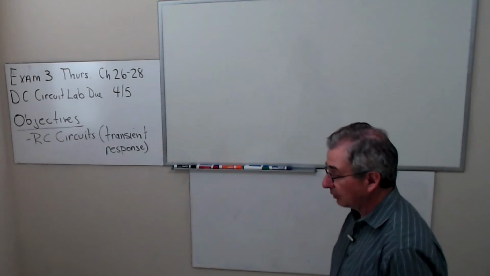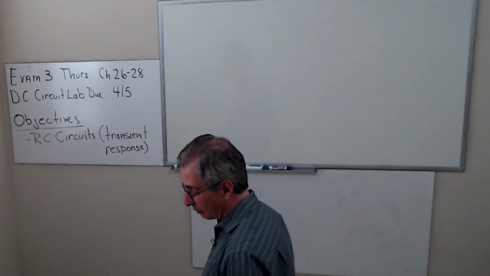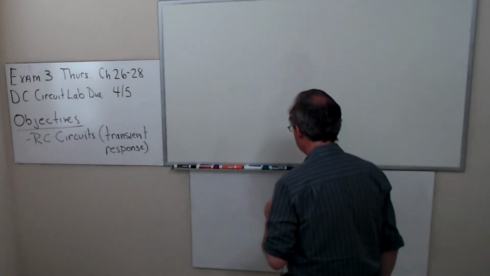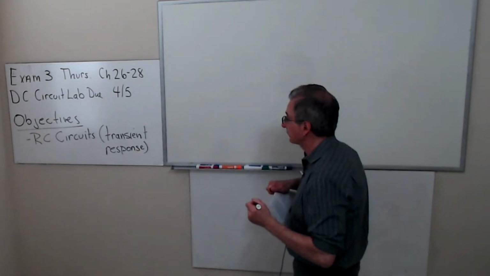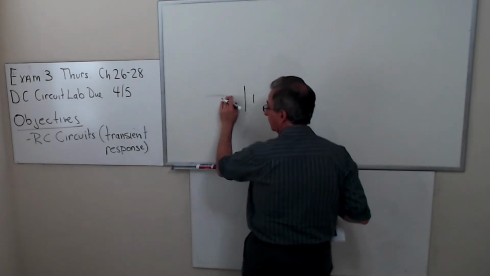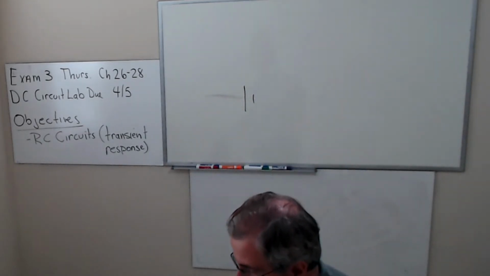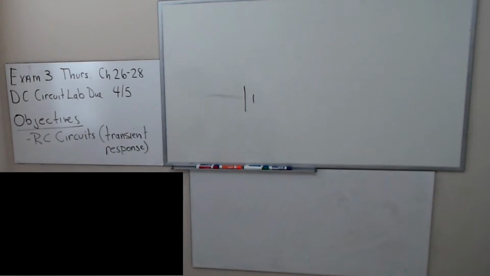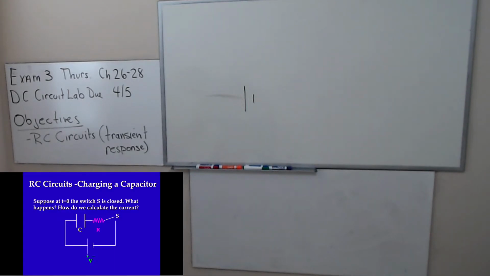Okay, so I want to look at the case where we have a resistor and a capacitor in a circuit. So let me draw the circuit. So I have a power supply. And I want to put a switch in my circuit. Oops, I forgot to do one thing. Sorry, it's not showing the PowerPoint. There we go. All right, sorry about that.